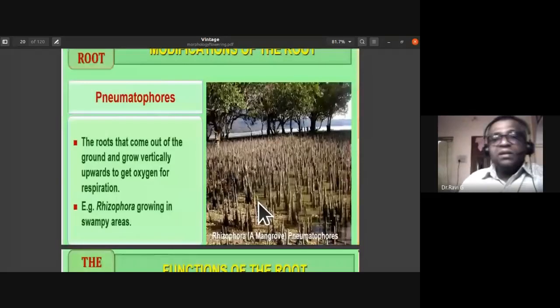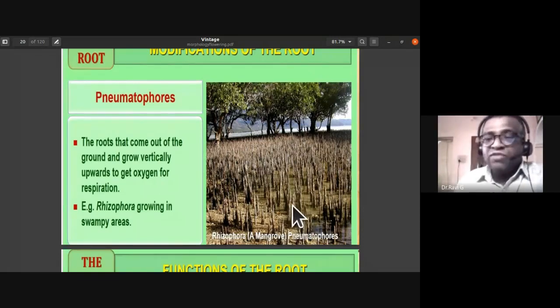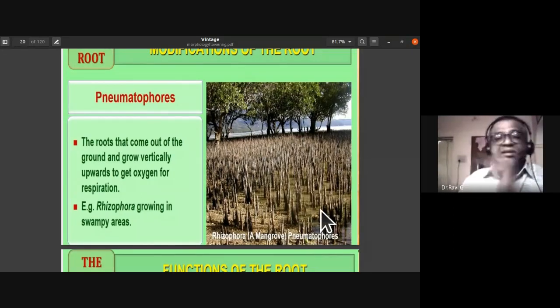So the pneumatophores are roots that come out of the ground and grow vertically upwards to get oxygen for respiration. These respiratory roots have numerous pores on them. We also call them pneumatophores. An example is Rhizophora, which grows in swampy, marshy places. They have roots which absorb oxygen from the atmosphere through their numerous pores; these are the negatively geotropic roots, that is, the pneumatophores.